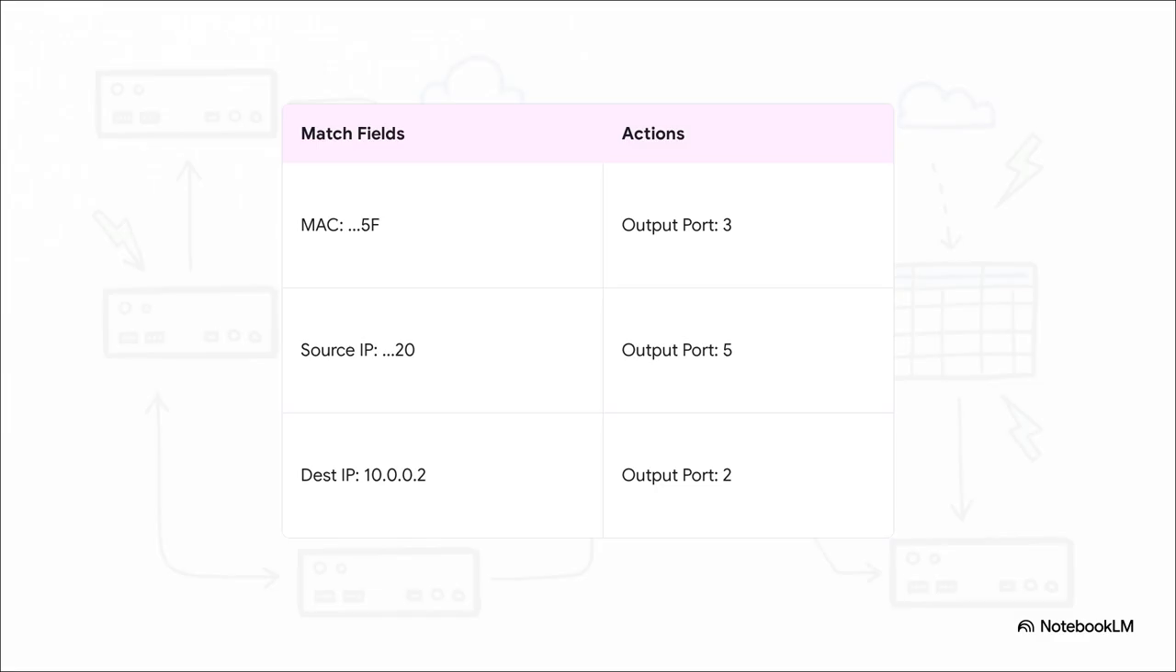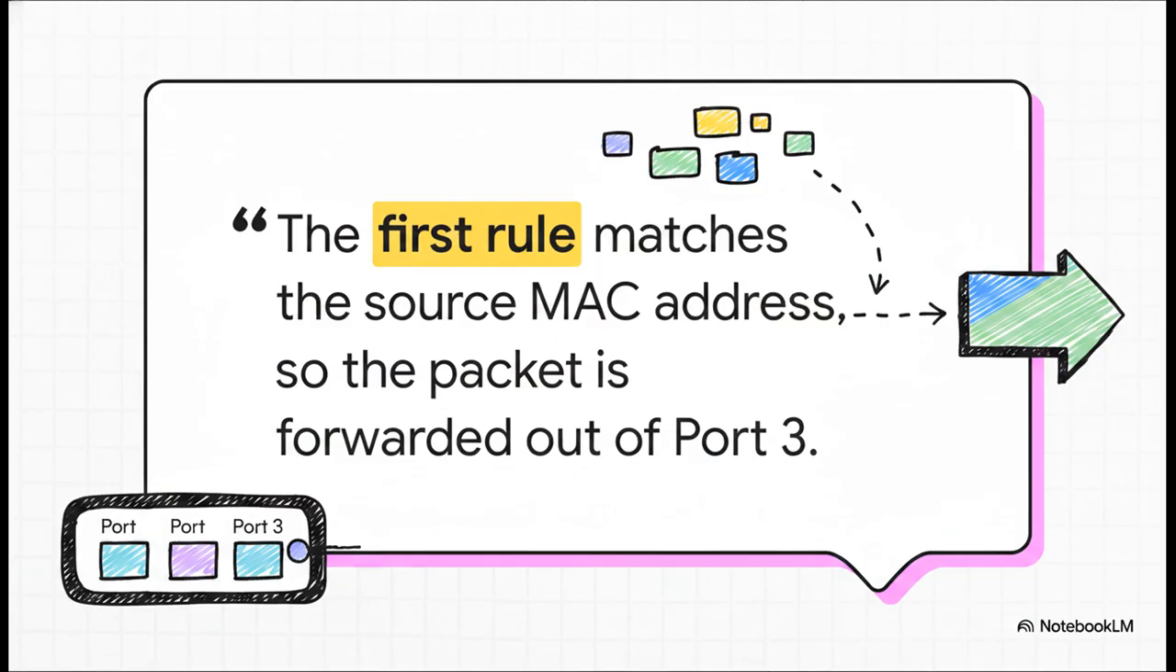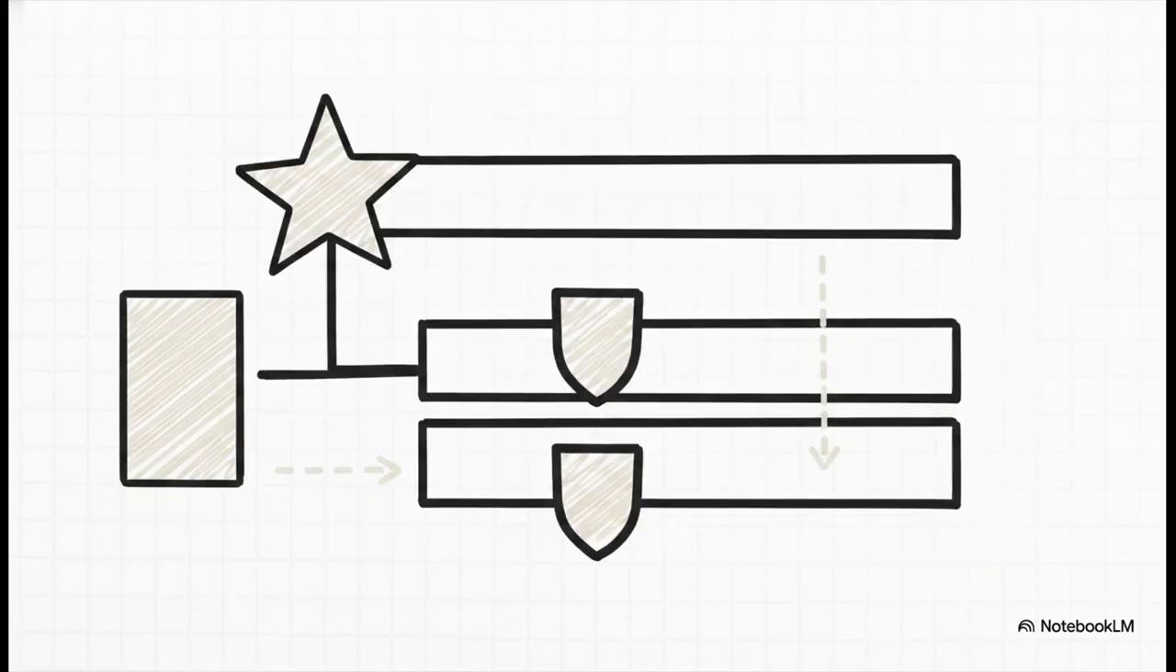So what does a switch do when it's literally being pulled in 3 different directions? Well, the source material gives us the definitive answer. I'm going to read it directly. The first rule matches the source MAC address, so the packet is forwarded out of port 3. It sounds incredibly simple, right? But the implication behind this is absolutely massive. And that brings us to the golden rule of the network switch. The forwarding decision is always based on the very first matching rule it encounters. That's it. The order of the rules in the flow table is quite literally just as important as the rules themselves. It operates on a very strict top-down hierarchy.